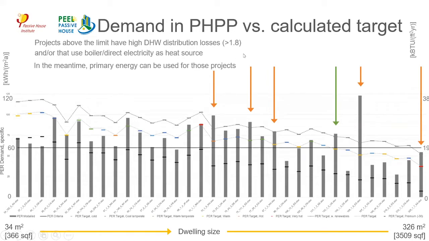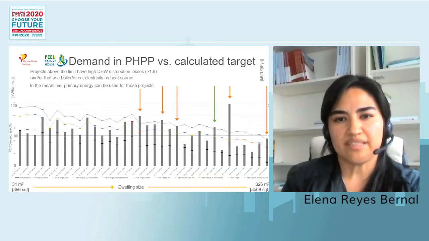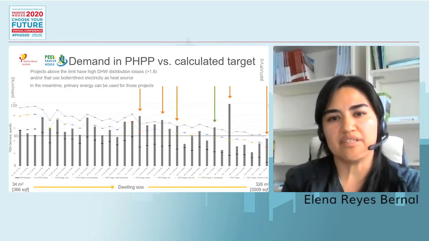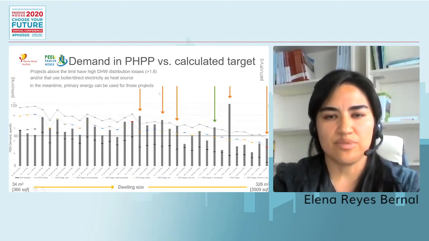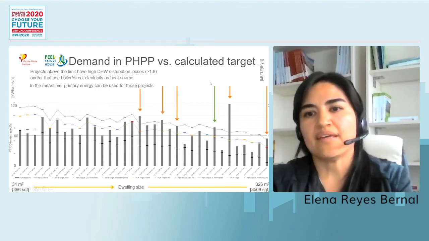So there were 5 projects where the primary energy target was below what the project had, and these cases were those where the domestic hot water distribution losses were very high, or where the projects used direct electricity or boiler as a heat source. So it is important to note that these projects, however, still fulfill the criteria through the traditional primary energy scheme. And so the tool will also include the calculation with the primary energy.